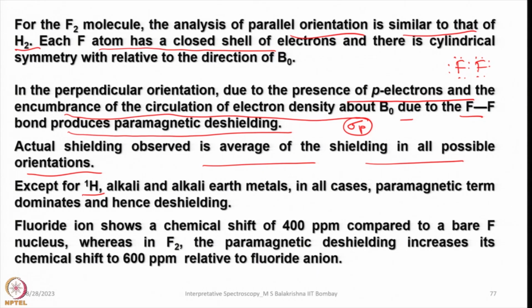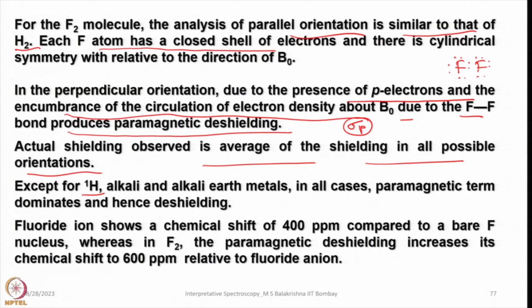in all other cases the paramagnetic term dominates and hence deshielding is there. We should remember, if you consider 1H NMR, sodium NMR, or any other alkaline earth metal NMR, lithium NMR, in all these cases the paramagnetic term is not there and shielding is there. But apart from this, if you go to any other elements where p orbitals have valence electrons, the paramagnetic term dominates.